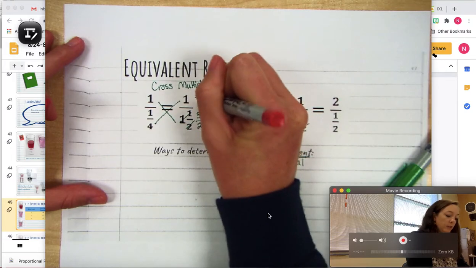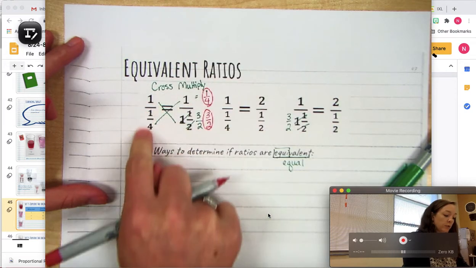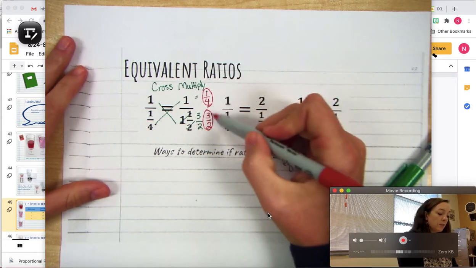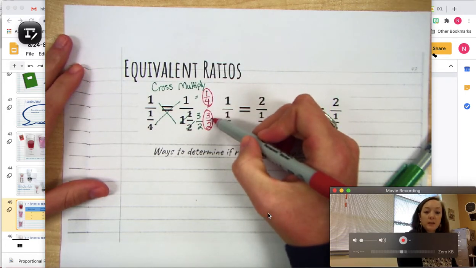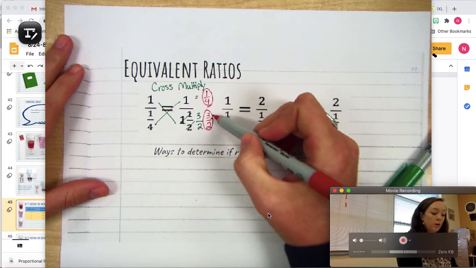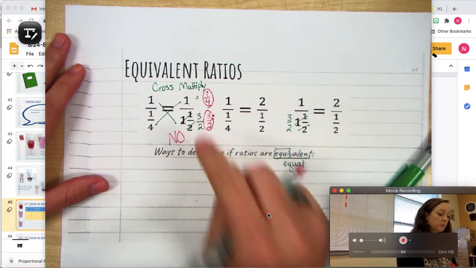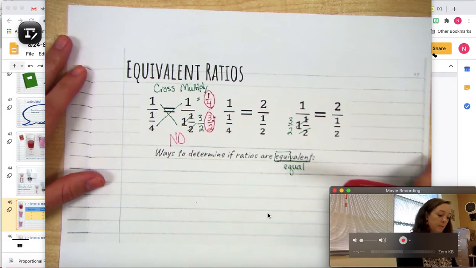Now, if these two fractions or these two ratios were equivalent, the number that we get as our product would be the same. Are they the same here? No. So these are not equivalent. So cross multiplying is one way that we could do that.